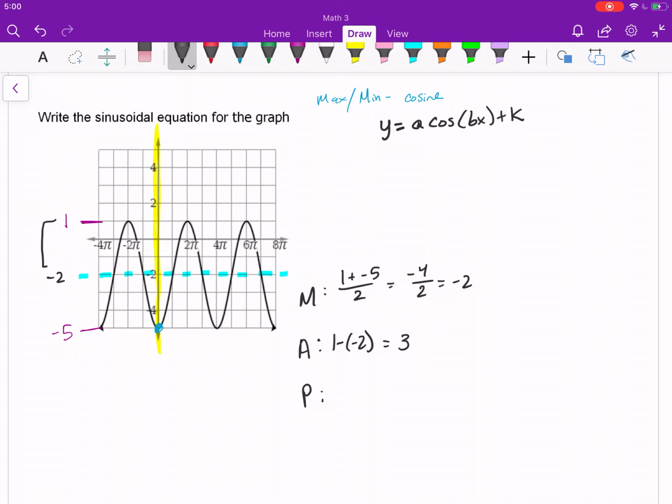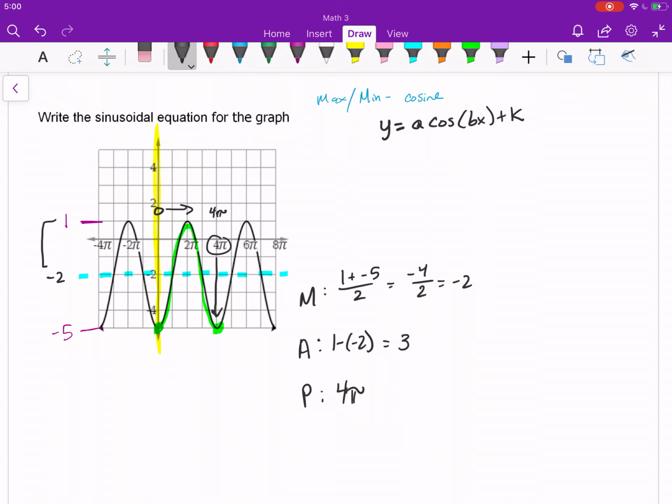Okay, our period, you just go from that beginning point and then highlight where a full cycle is. So cosine, since it starts at the minimum, you go just to the next place where we hit the minimum. So that's one full cycle. And then we just look at the horizontal distance. So we're going from 0 all the way to 4 pi. That's what this is right here. So our period is 4 pi.